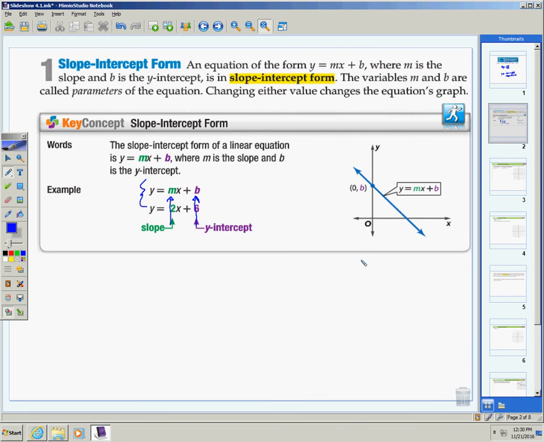This is going to be your favorite way to graph a line, because it's super easy to use slope-intercept form. It's by far the easiest way to graph a line. And it's always y equals mx plus b, where m is the slope and b is the y-intercept.